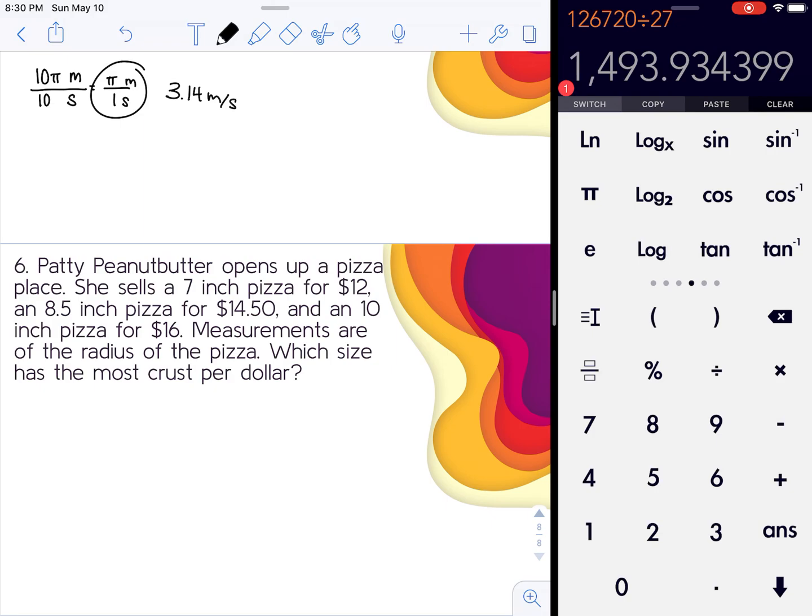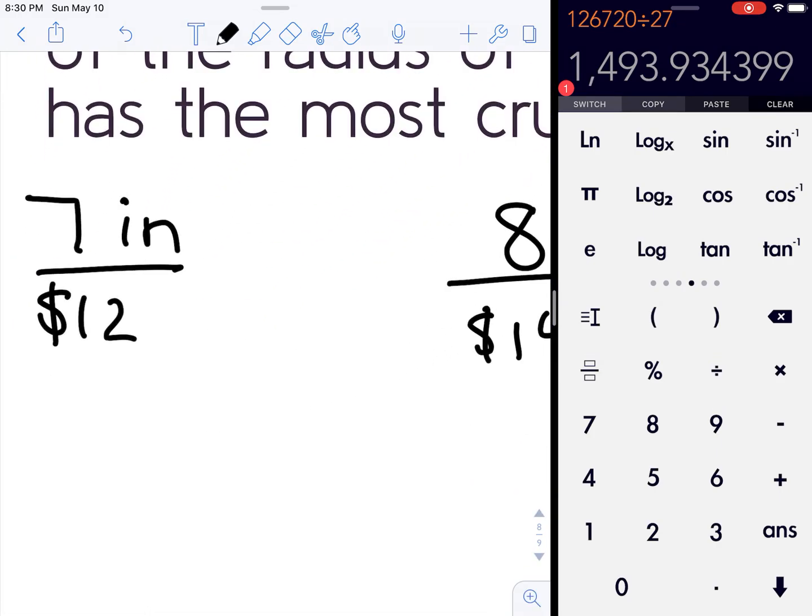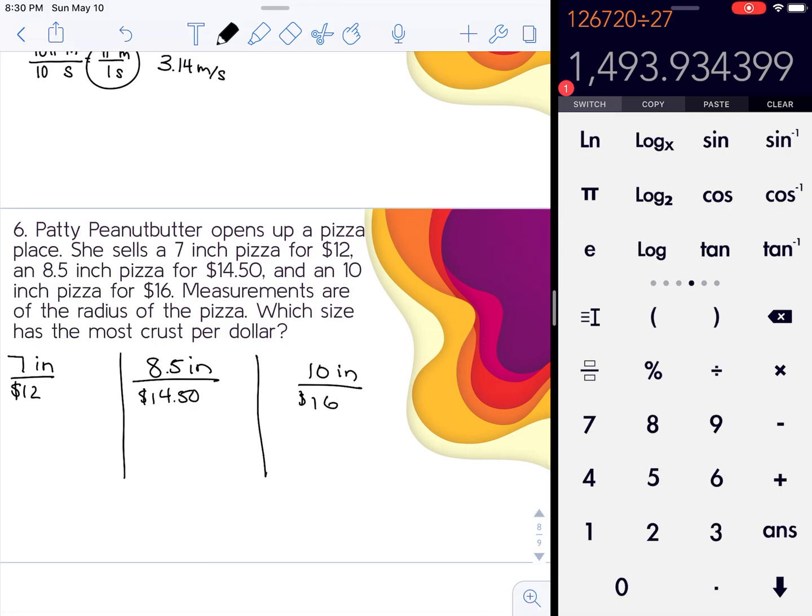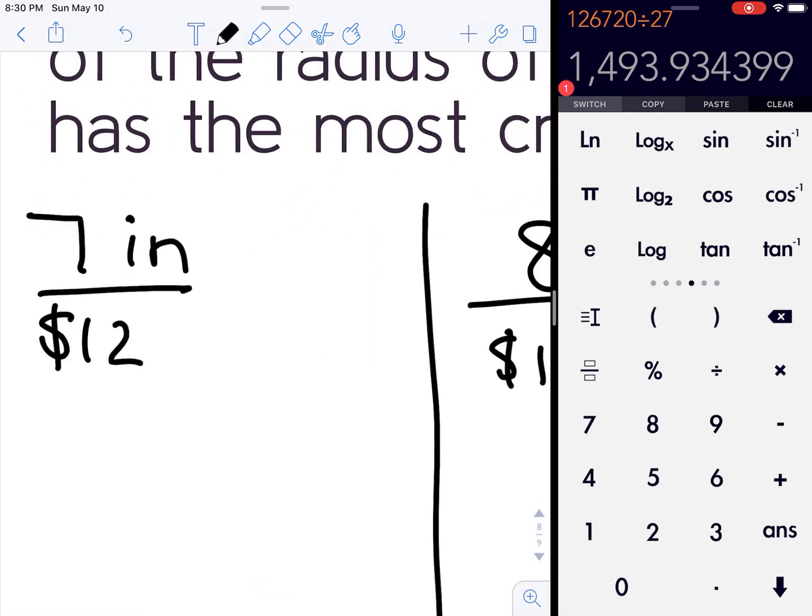All right, Patty Peanut Butter opened up a pizza place. That's a lot of P's. She's selling a 7-inch pizza for $12. She's selling an 8.5-inch for $14.50 and a 10-inch for $16. Okay, that's the radius of the pizza. We want to know which size has the most crust per dollar. So we're going to figure out how much crust you're getting for each dollar, and then we'll compare.